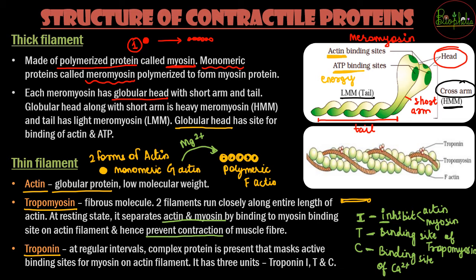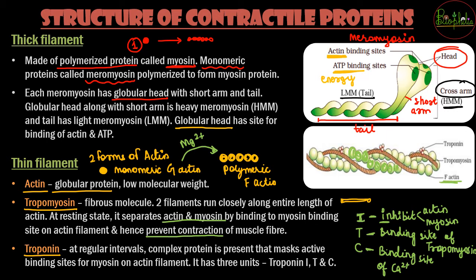Now, what is the use of calcium? Why do you need calcium in contraction? It is all to be discussed a few minutes later. So here, if you can understand the structure of the thin filament, then you are going to see green colored globular proteins. These polymerized F actins are going to be present.